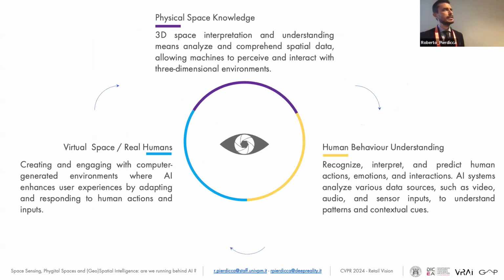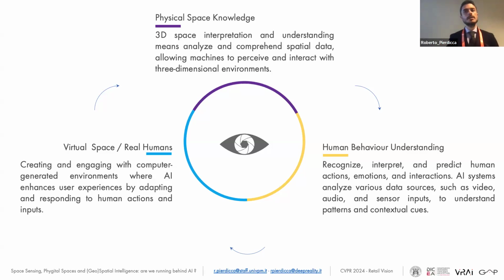And when they asked me to do this talk here, I was wondering what contribution, what vision I can give to these domains, since it's not mine. And when I started working in the informatics community, I understood that, in my opinion, these three pillars are the most important for the retail environment. The first one is physical space knowledge. What does it mean? It means translating into information the space in which we live.